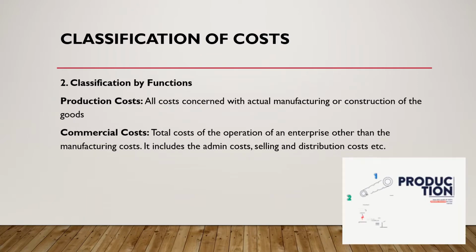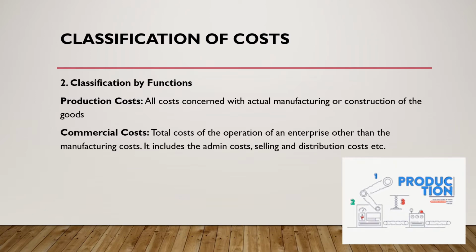The second classification is by functions. The classification follows the pattern of basic managerial activities of the organization. The grouping of costs is according to the broad divisions of functions, such as production, administration, and selling. Production costs are all costs concerned with actual manufacturing or construction of the goods. These are incurred by a business when it manufactures a product or provides a service. These costs include a variety of expenses.